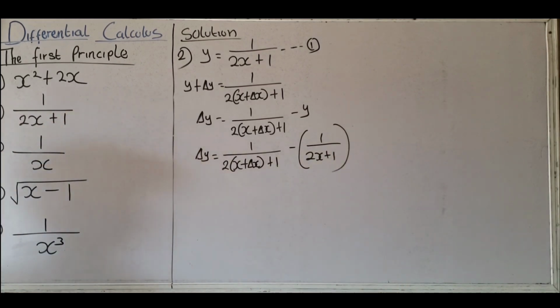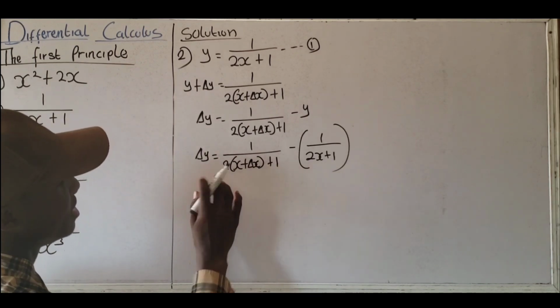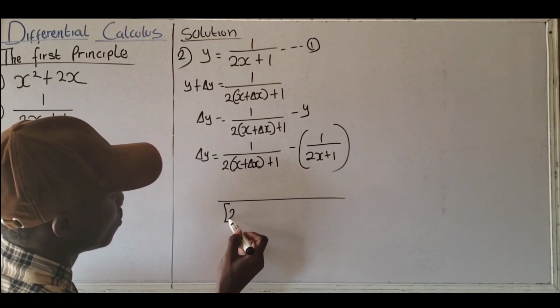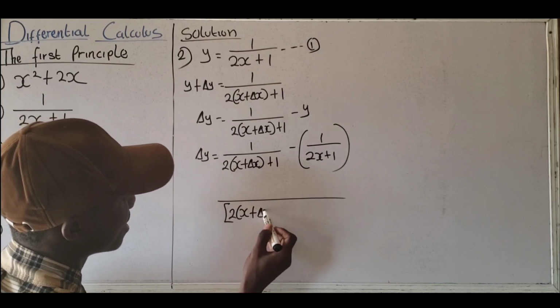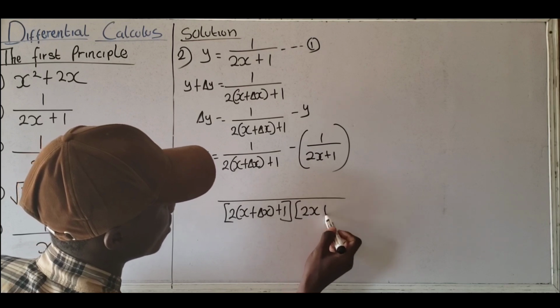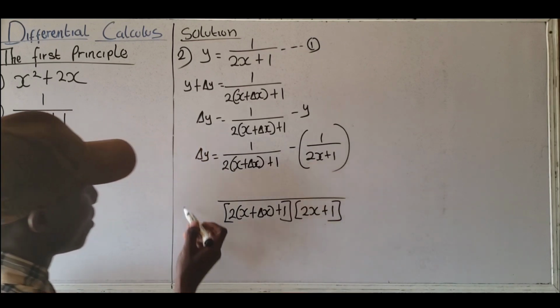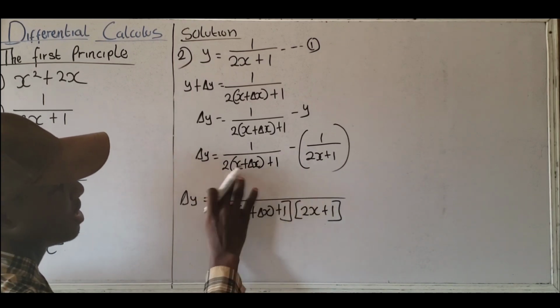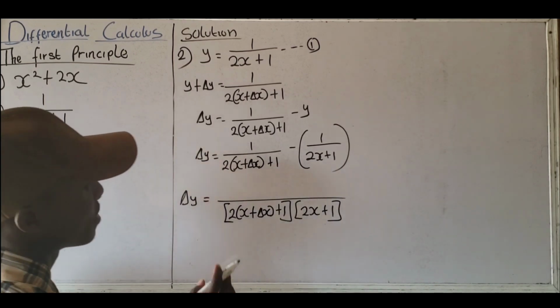Okay? Now, please kindly pay attention. From this point, you can take the LCM, you understand? The LCM of this and this will be, okay, let's take the LCM. Here I'm going to have 2 into bracket x plus delta x plus 1 multiplied by 2x plus 1. Okay? Now, that is delta y. That is the LCM. The LCM is the product of this and this. Are you there?